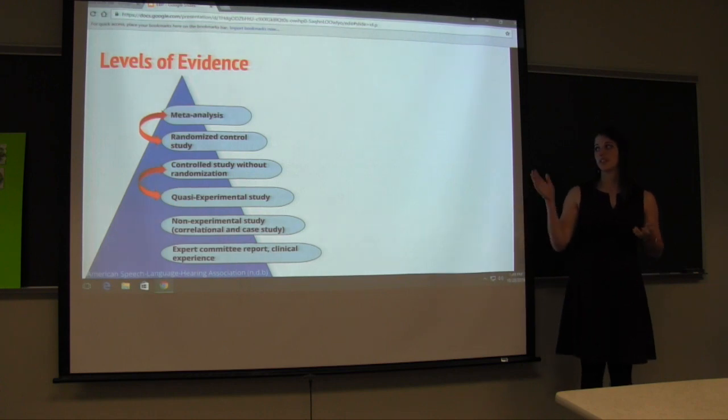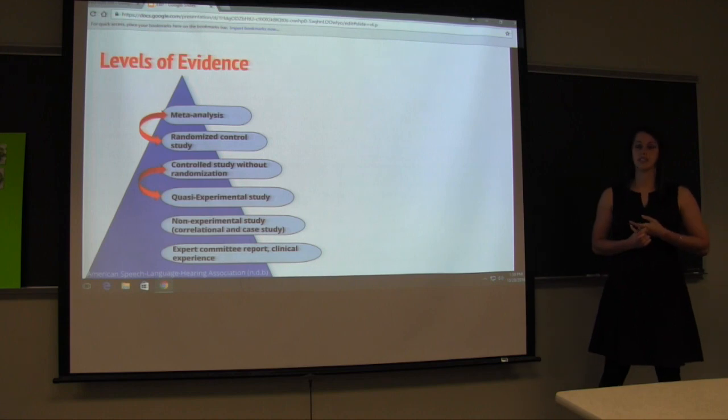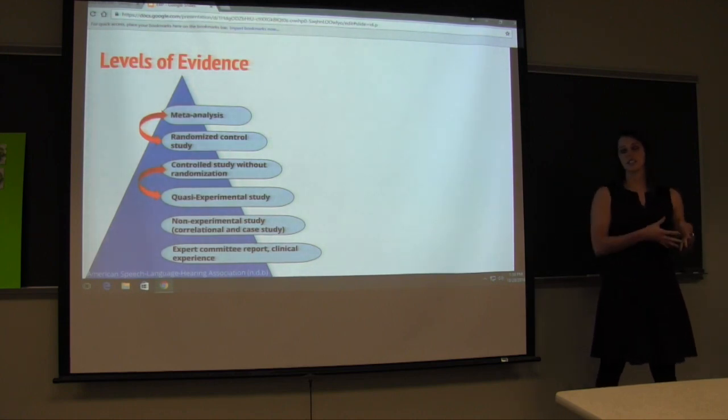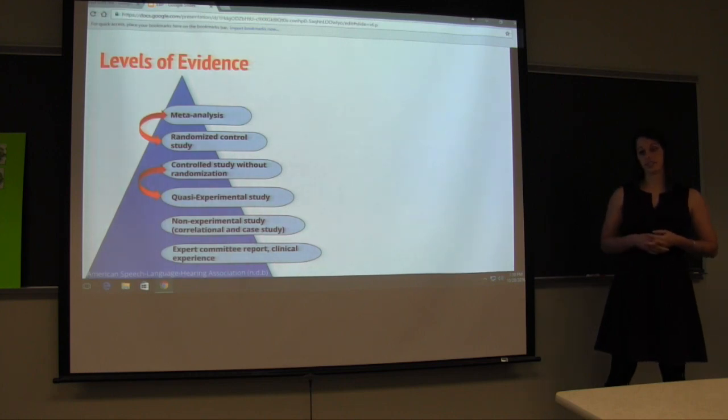So at the top, you see the strongest forms of evidence, which are your meta-analyses and your randomized control trials. And a meta-analysis is a study that looks at previously conducted studies that include randomized control trials.